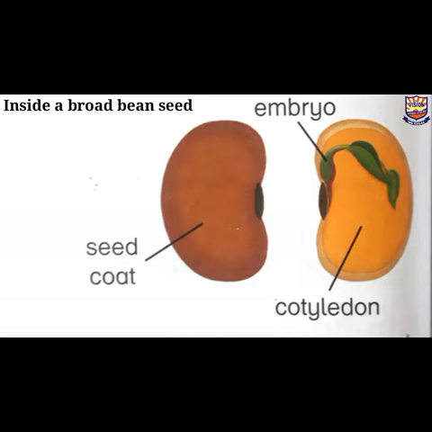The cotyledon is the plant's food supply. It surrounds the growing embryo and provides food for it. Cotyledons are leaf-like structures. Cotyledons are also called seed leaves. The embryo or baby plant grows into a new plant when the conditions are right.